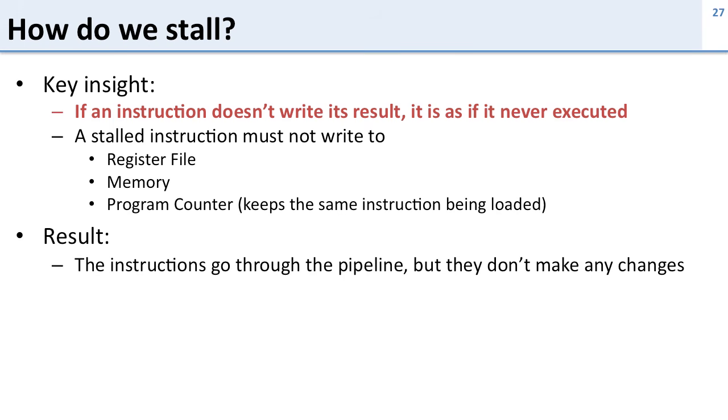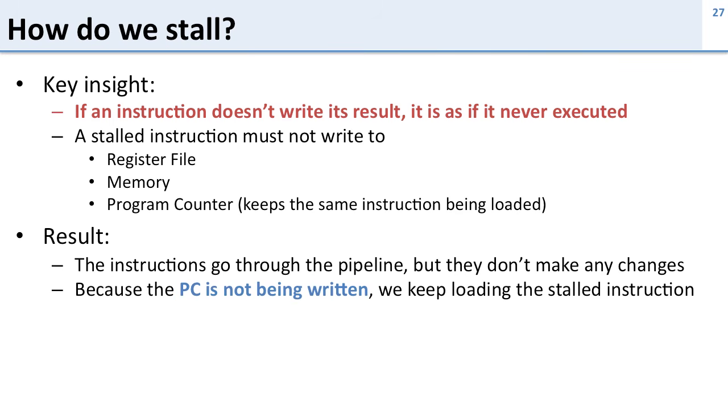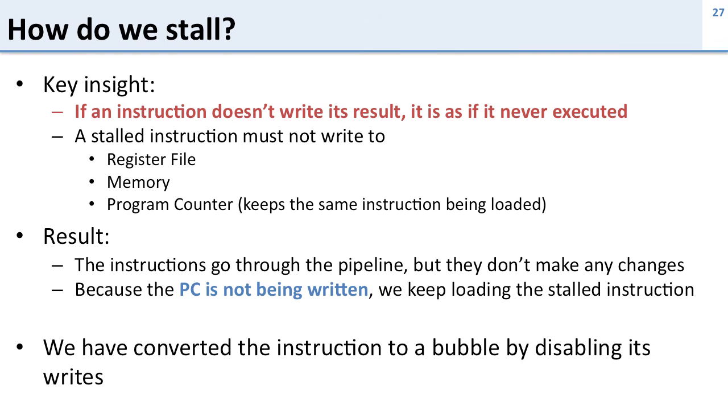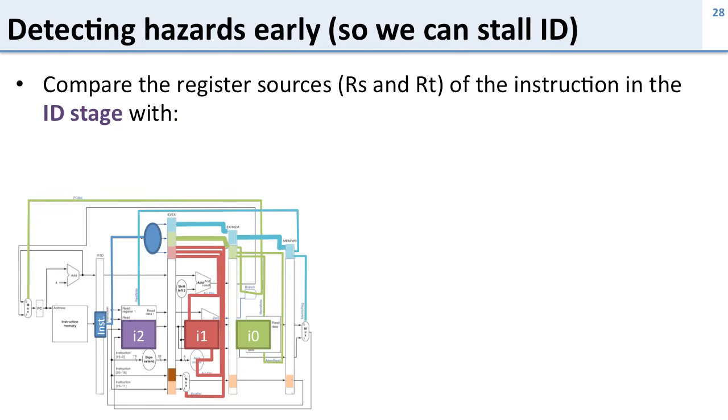How do we do that? Well, we need to turn off those writes. So the result of this is that the instructions go through the pipeline, but they don't make any changes. And because the PC is not being updated, we keep loading the stalled instruction. So when we put in this stalling, we've converted the instruction to a bubble by disabling its writes. And we'll see that now in the next example.